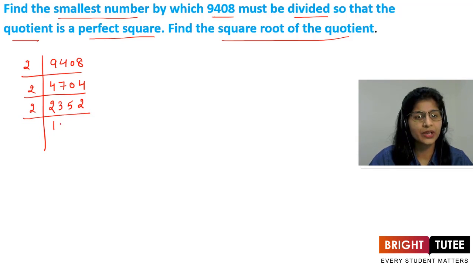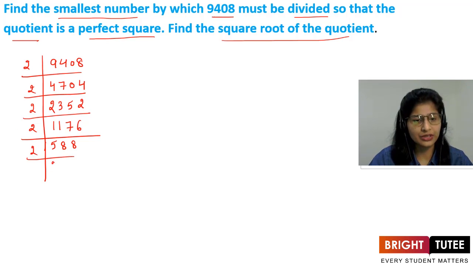2 1s are 2, 2 1s are 2, 2 7s are 14, right? And 2 6s are 12. Again with 2. 2 5s are 10, 2 8s are 16, 2 8s are 16. Next one, 2 2s are 4, 2 9s are 18, right? And 2 4s are 8. Again with 2. 2 1s are 2, 2 4s are 8, 2 7s are 14.